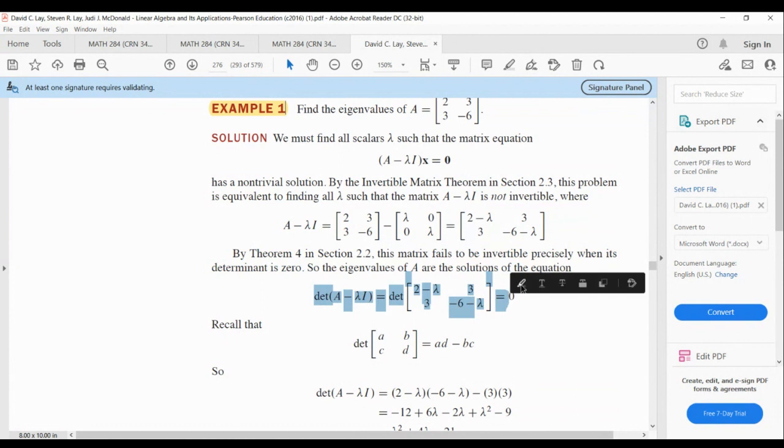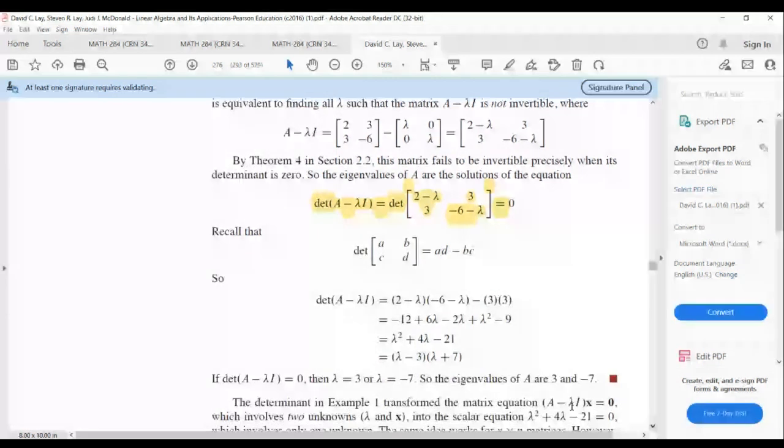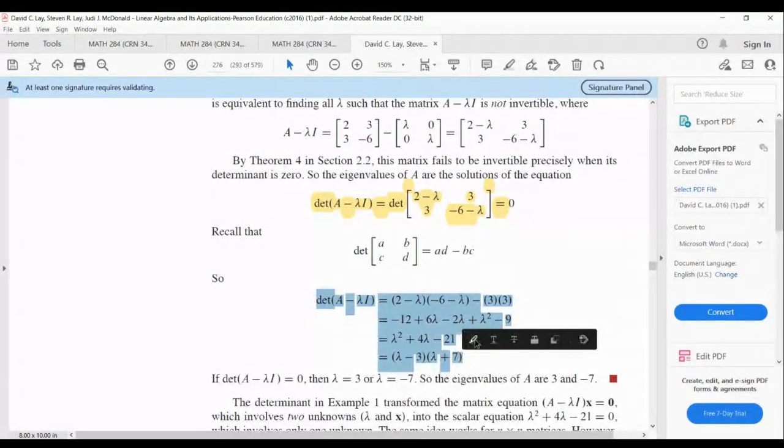This here is known as a characteristic equation. When you take the determinant of A minus lambda I and set it equal to 0, that's called a characteristic equation. It's an equation. And you know how to compute the determinant of a 2 by 2. What's going to happen is you're going to get this polynomial equation here, which it turns out can be factored.